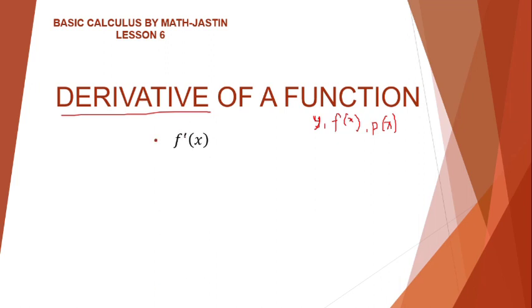Here, it has an apostrophe: f prime of x. This is read as f prime of x, y prime, dy over dx. That d stands for the initial of derivative. Next, d sub y, d sub x, or d sub x of f of x. Always remember that d stands for derivative or differential.